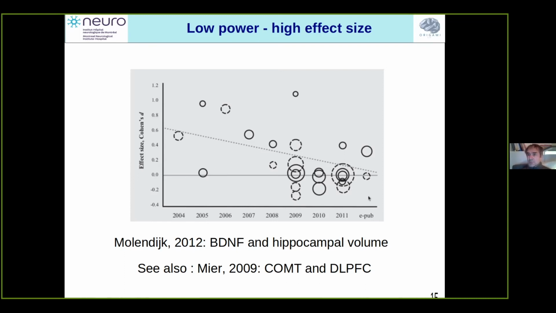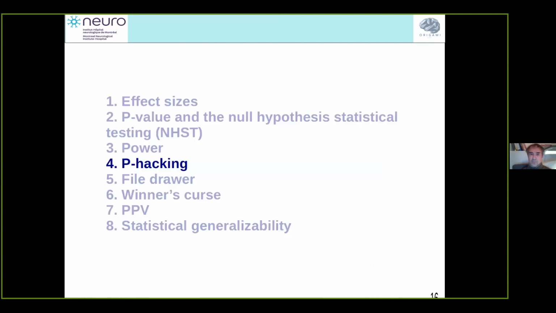So small samples lead to very variable effect sizes, and only when you have large samples can you actually assess properly the effect size, and therefore, in that case, show that there is actually no effect, or very likely a zero effect size.